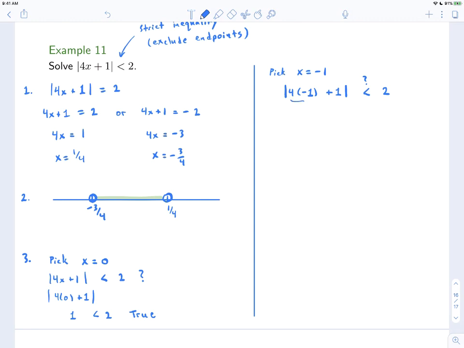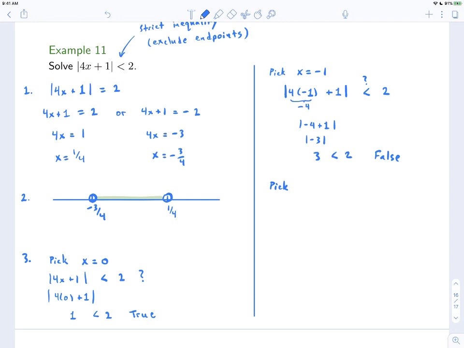Okay, well 4 times negative 1 is negative 4. So we're looking at the absolute value of negative 4 plus 1, which is negative 3. The absolute value of negative 3 is 3. Is that less than 2? And no, it's not. This is false. So that means we don't include this interval. Well, what about the interval to the right? So you just pick anything.